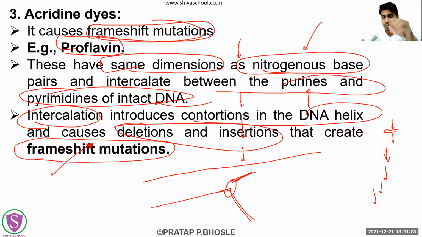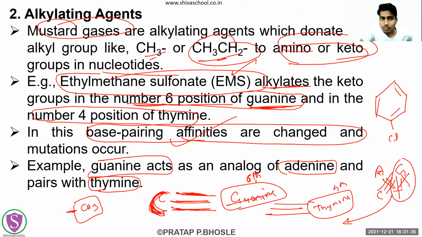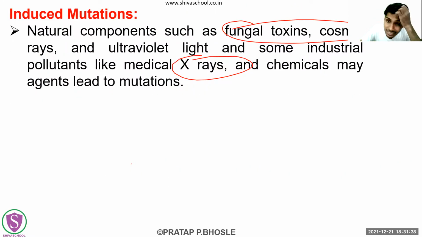In short, these acridine dyes will intercalate in between the purines and pyrimidines of the DNA. Whenever they get intercalated, they will create a change in the base pairing. That change will ultimately result in a different nucleotide sequence, which will give us frame shift mutations. These are the three types of mutations which we study under induced mutation. Tomorrow there will be one or two more sub points under induced mutation, and then we will complete mutations altogether.